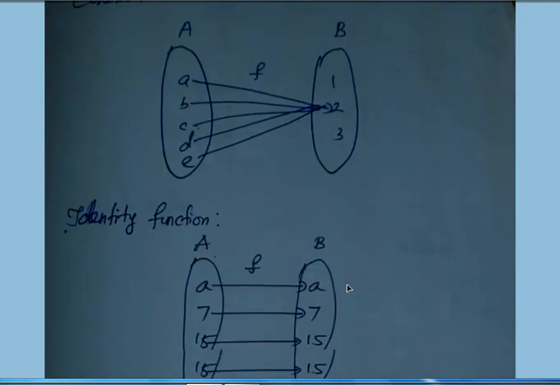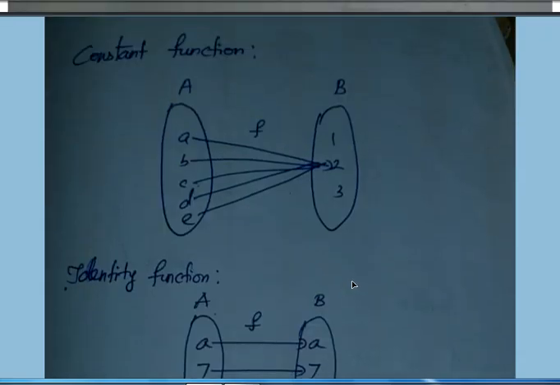Next one is constant function. Constant function means the image of all the elements must be the same. The answer must be the same for each and every element in the domain. Then we say the function is a constant function. Constant means fixed, there is no change. So the value of A is 2, B is 2, C is 2, D is 2, E is 2. Everything is 2. Therefore this is called constant function.